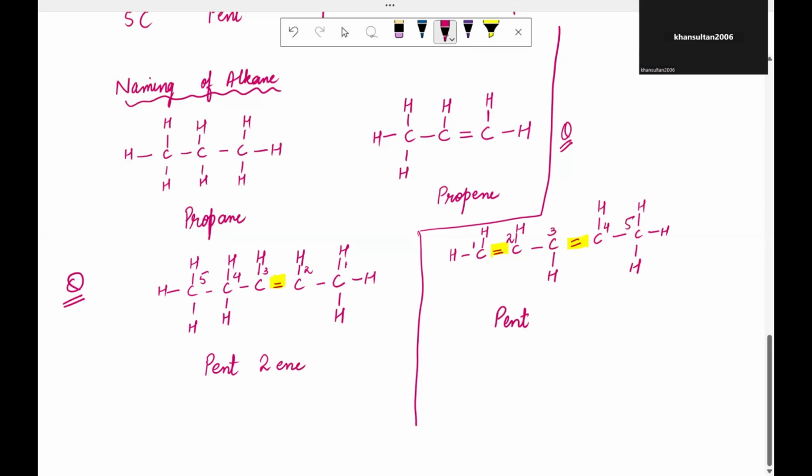And where does the functional group lie? The first lies at the first place, pent-1, and the second lies at the third place, pent-1,3. They are basically two functional groups, two double bonds. So it would become pent-1,3-diene. Is the double bond the functional group? Yes, the double bond is the functional group for alkene. I have told you this is the functional group for alkene. Alkane has no functional group.